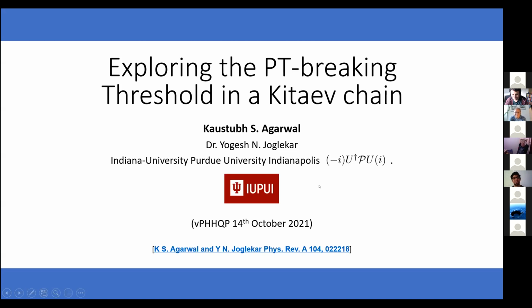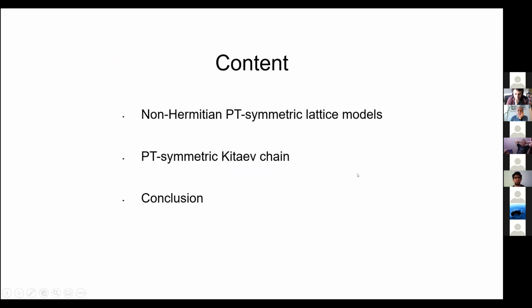But I'm going to tell you something about the lattice models we usually study, and I'm going to tell you about the PT breaking thresholds in the Kitaev chain. This paper was published in August of this year, so you can have a look at that. Okay, a fairly elaborate and long table of contents. I'm going to tell you a little bit about non-Hermitian lattice models, then jump right into the PT-symmetric Kitaev chain, and then conclude with some results.